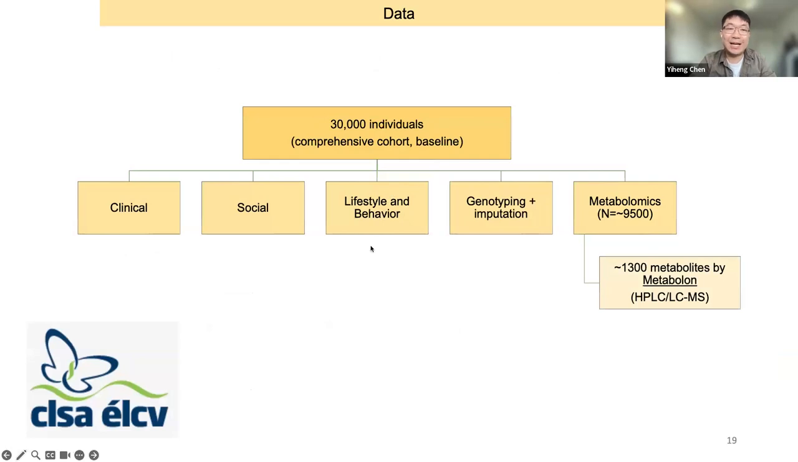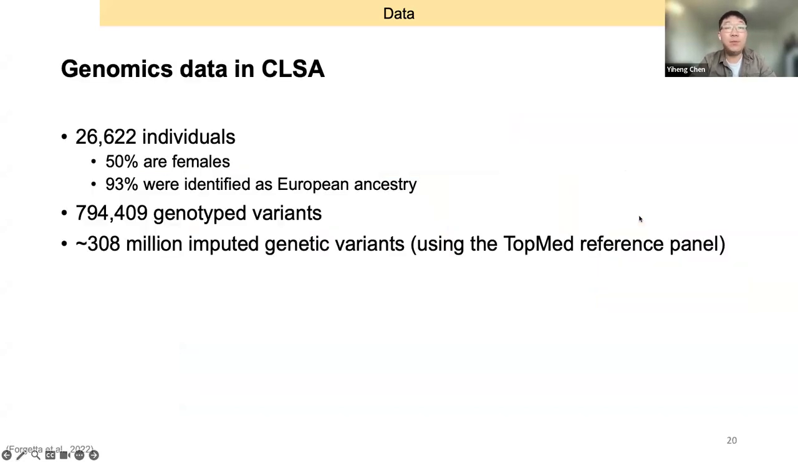A bit more detail about this comprehensive cohort. Their clinical phenotypes, such as body mass index and disease prevalence, have been collected. Their socioeconomic status data were also collected, lifestyle behavior data were also collected, and importantly, their genotype data were collected and also imputed for use. For metabolites, about 9,500 individuals from this comprehensive cohort have metabolomics data, and by the HPLC-MS technique, over 1,300 metabolites were measured by a company called Metabolon. A few more words about the genomic data.